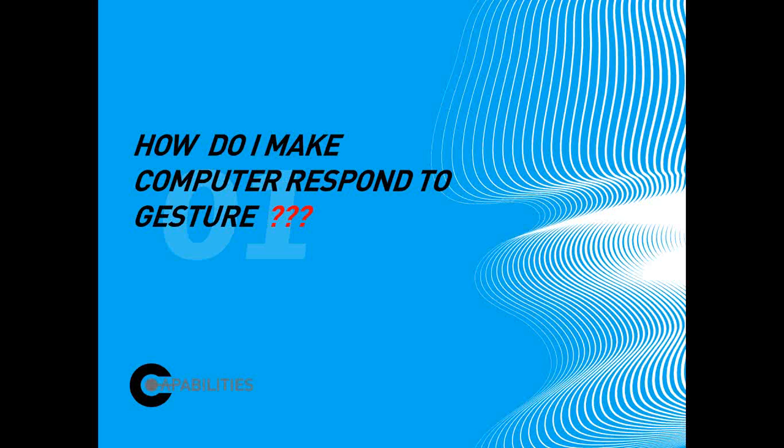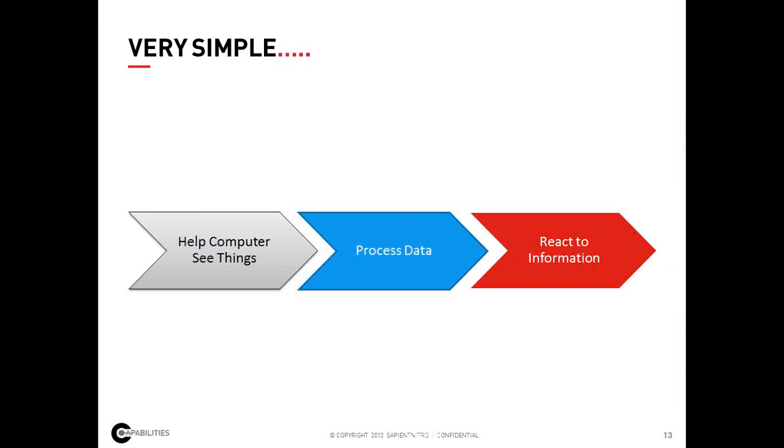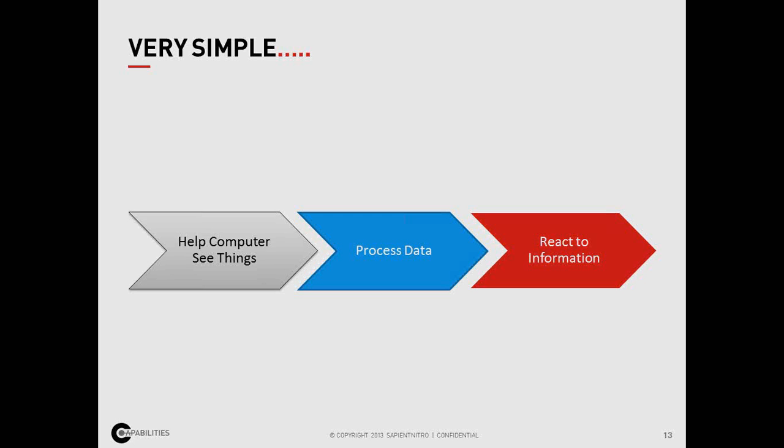So it's okay that I am waving in front of a computer. It's okay that I am saying hello. But how am I making computers respond to those gestures? What is there in the computer that is doing something for this? It's very, very simple. You help computers see those things, what I'm doing, and the computer will then process the data and extract the information out of it and do something with that. Maybe creating some application or something. But definitely that will happen. Okay? So how does the computer see things?